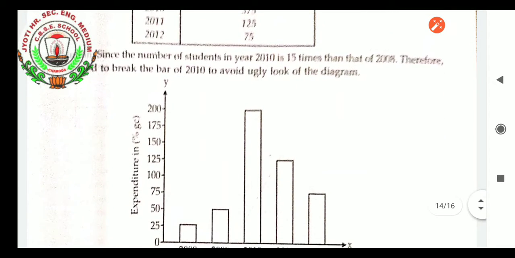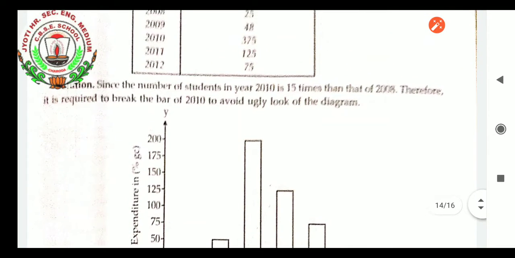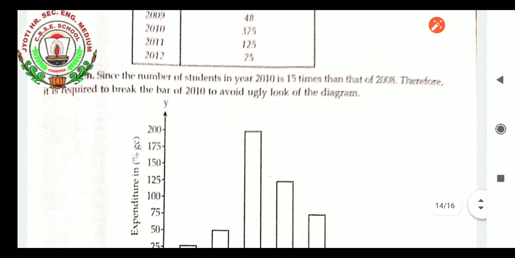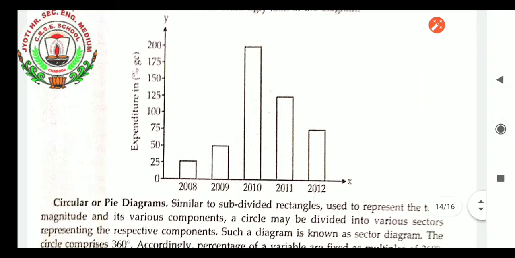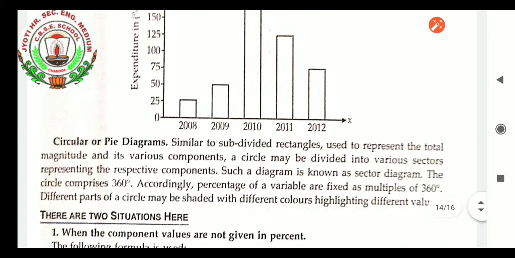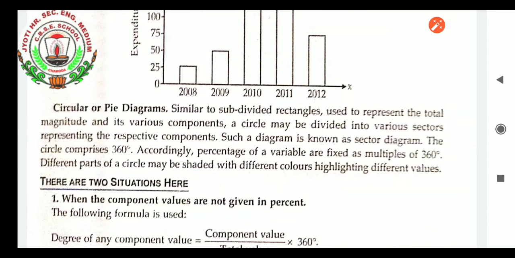Since the number of students in year 2010 is 15 times that of 2008, therefore it is required to break the bar of 2010 to avoid ugly looks of the diagram. So here what we can do is make a separation of 2010 in this diagram, and we can show it in a different line. Circular or pie diagram, students, you know what a pie chart is.